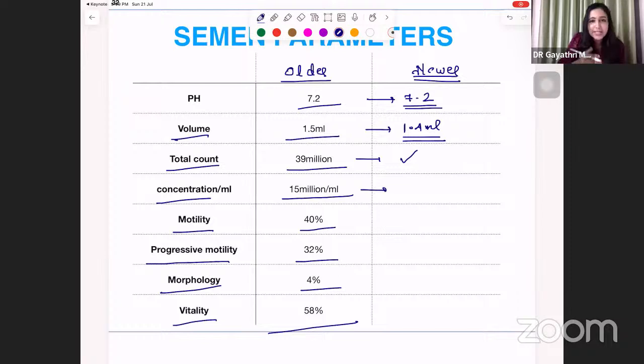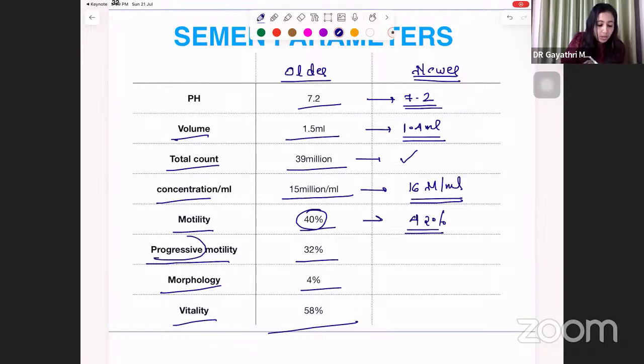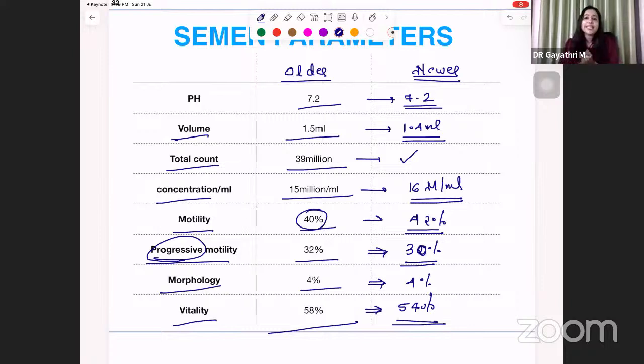The concentration they have slightly increased, it is 16 million per ml. Motility from 40 has gone to 42%. Progressive motility from 32 they have brought down to 30%. Morphology is again the same 4%. Vitality is 54%. So that you are aware of the latest one, that's why I put this question. So these are the latest values.